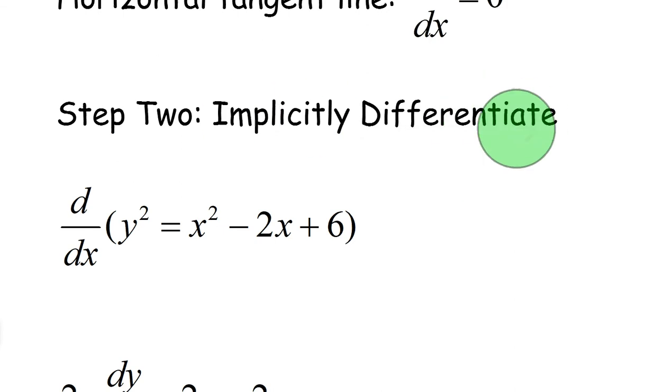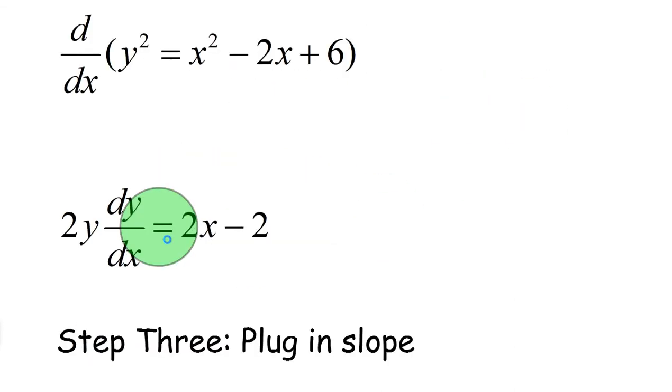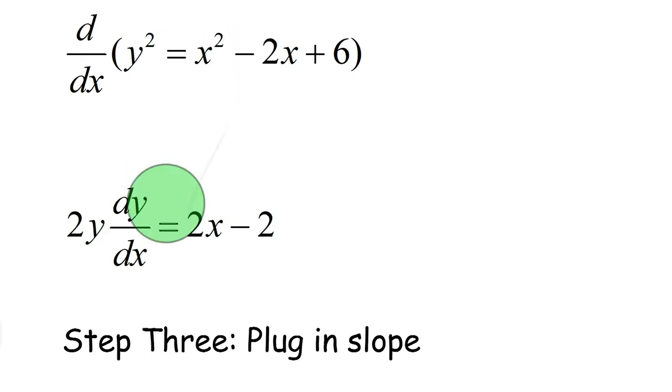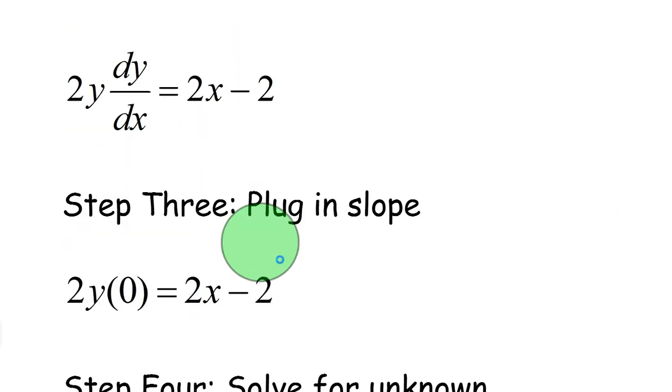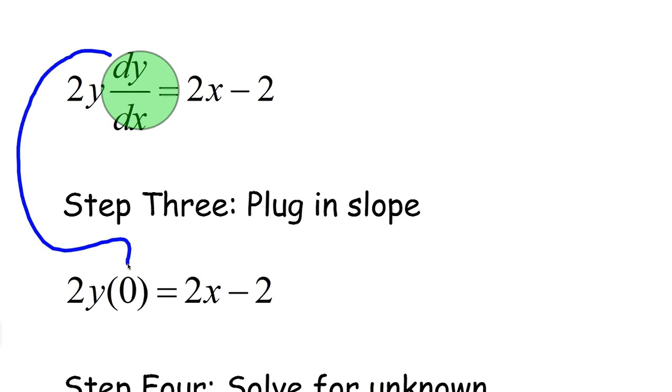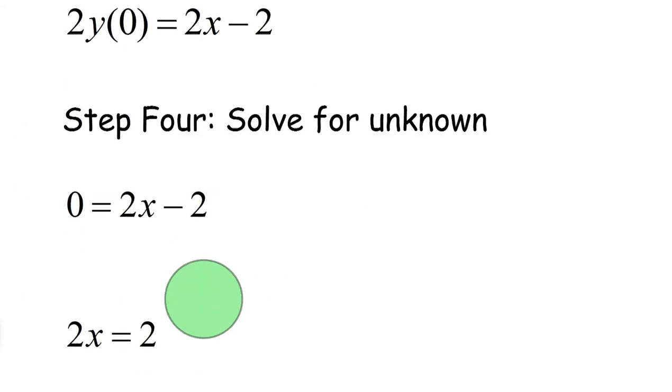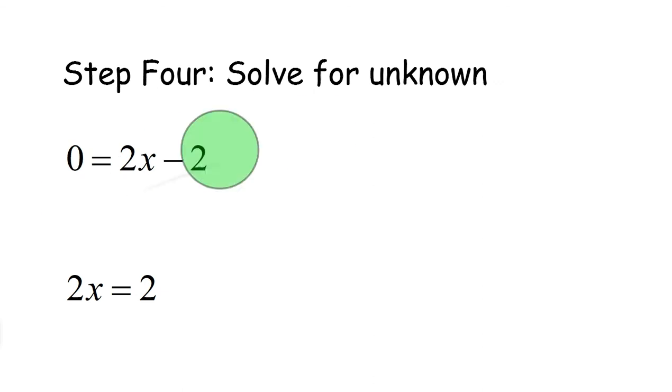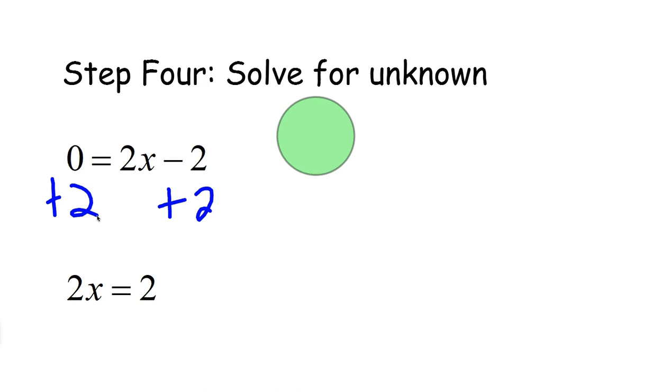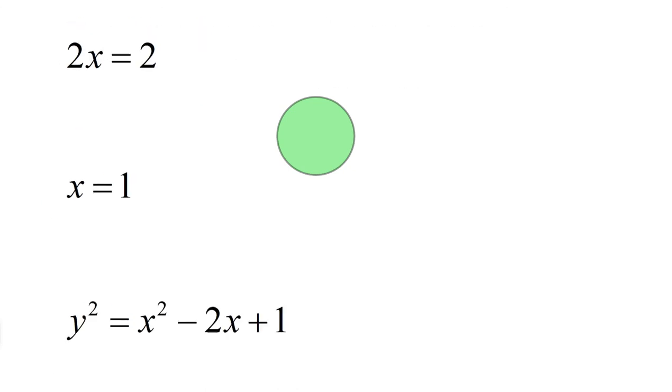Step 2, implicitly differentiate. By now you should be very comfortable with all this. It's going to be 2y dy dx equals 2x minus 2. So guess what? Since dy dx is equal to 0, I can just plug in 0 for dy dx. And then just go ahead and solve for that. You can see this entire left side is going to turn to 0, and it's going to be equal to 2x minus 2. Then you'll just add 2 to both sides. Not sure why I didn't show that step, but I'm going to show it to you right now. All right, and then you get 2x equals 2, x equals 1, right?